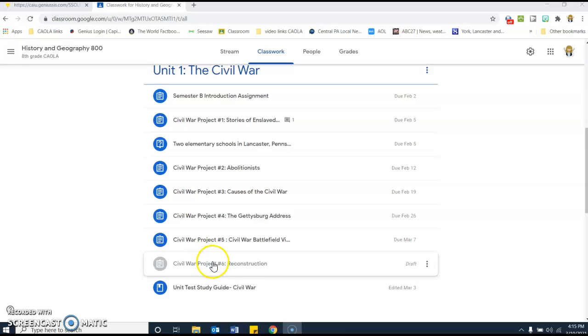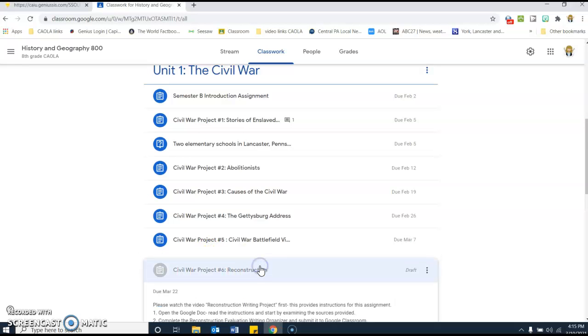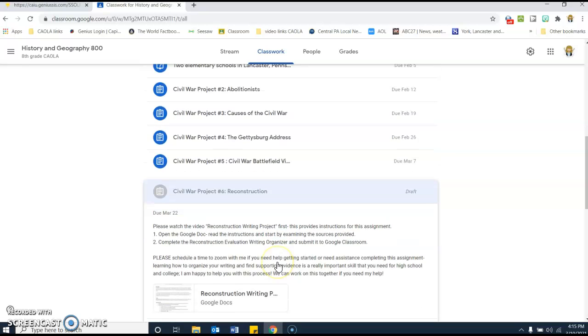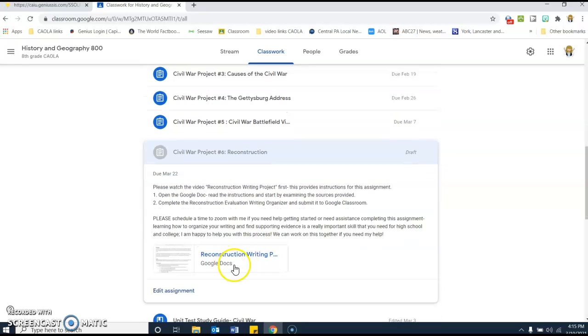So you come down here to Civil War project number 6, and you'll see that there is only one attachment, and that is a Google Doc. Everything you need is in this Google Doc. It's the instructions as well as what you'll be turning in. I did put on here to please schedule time to Zoom with me if you get stuck on this assignment and you need some assistance.